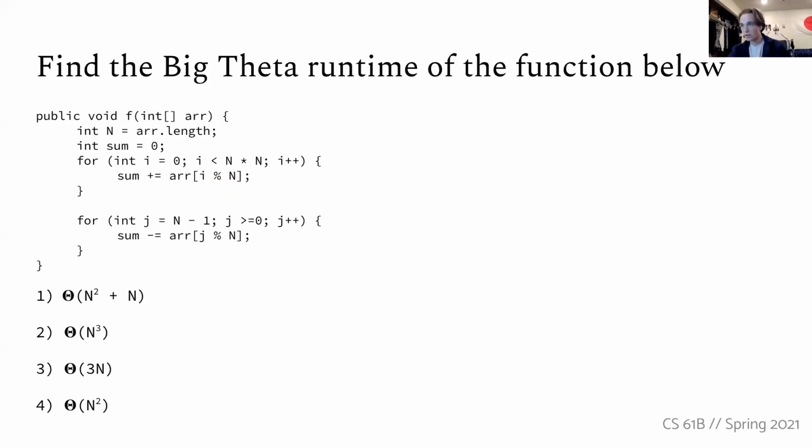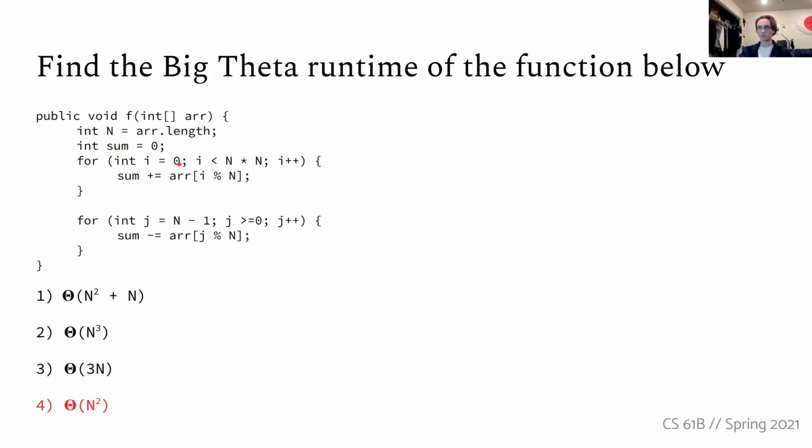Okay, I'm gonna move on. So the answer to this problem is number 4, big theta of n squared. What is happening here is, first we look at the length of our array and we set that equal to n. And then we initialize some variable int sum equal to 0. And now we hit our first for loop.